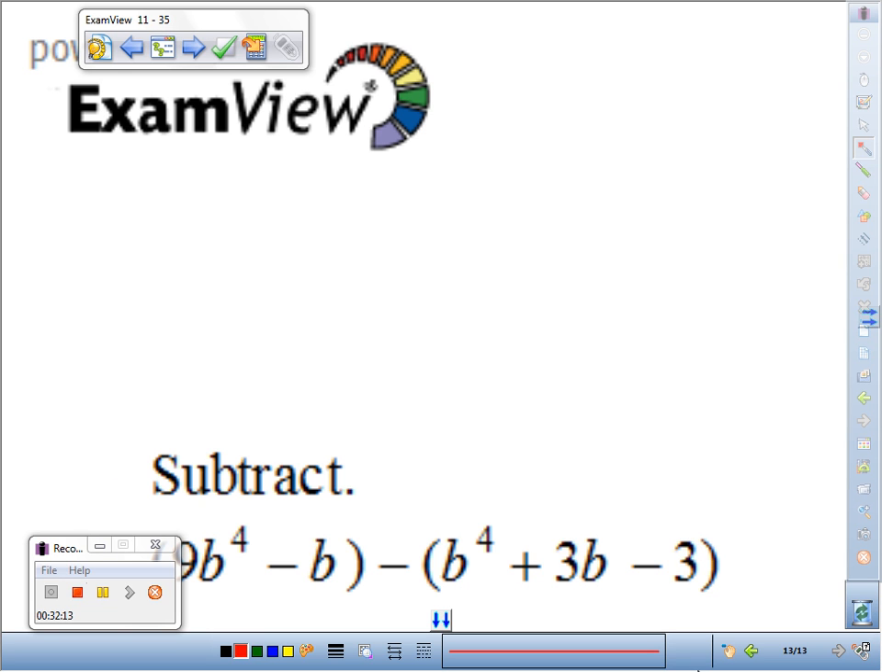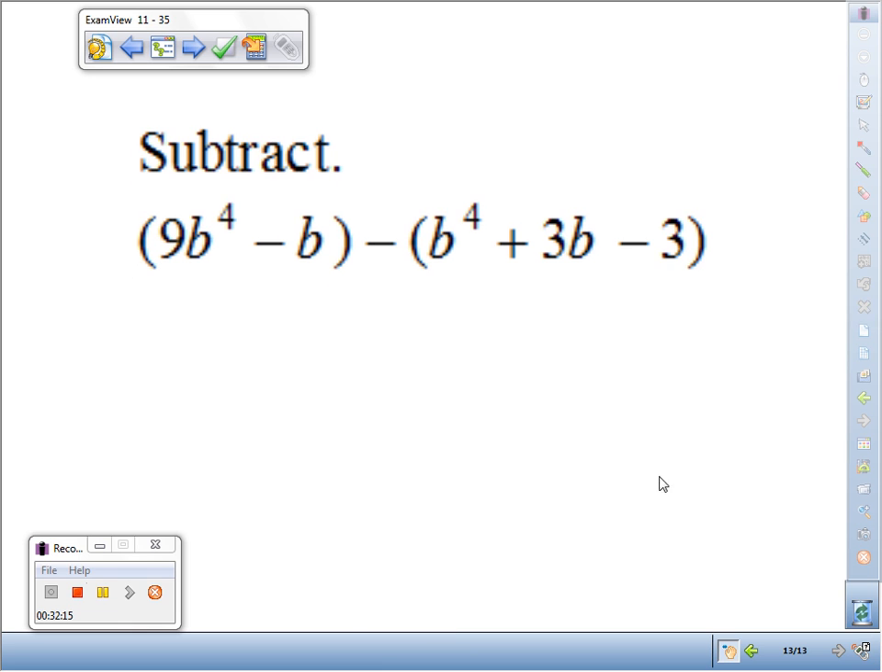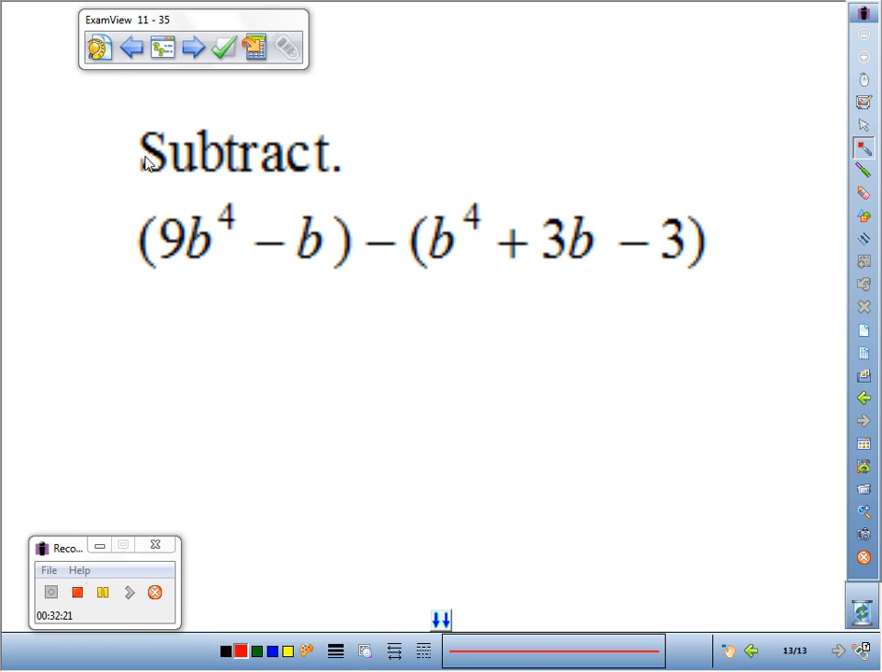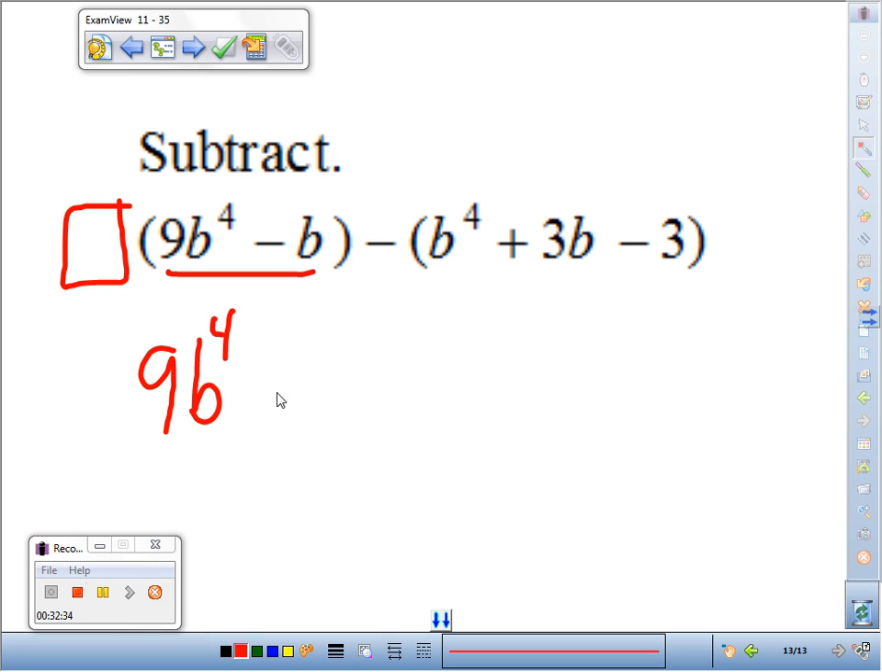For number 11, it says subtract. When we get to subtraction, first we're going to check this parentheses. Is there a negative sign in front of this? No, if there isn't, we're going to rewrite whatever's inside. 9b^4 minus b.